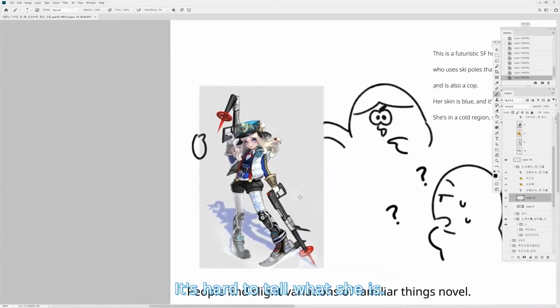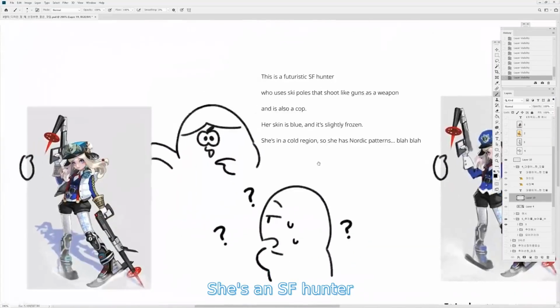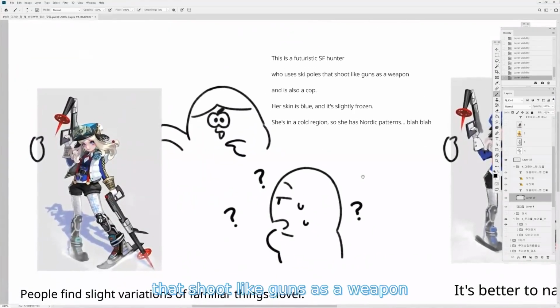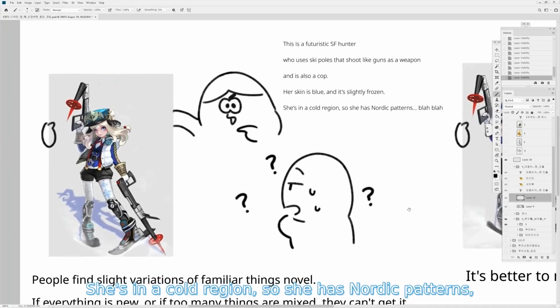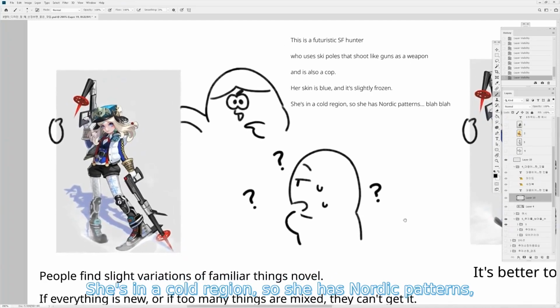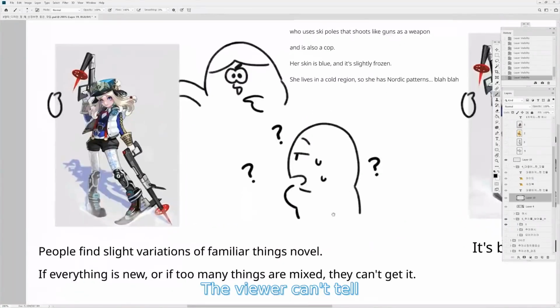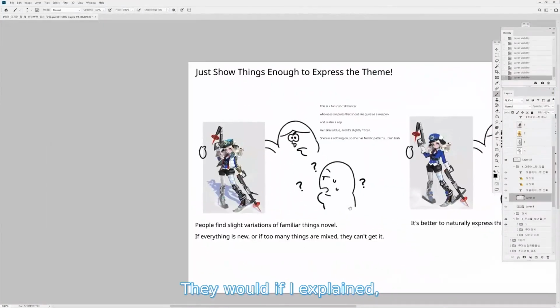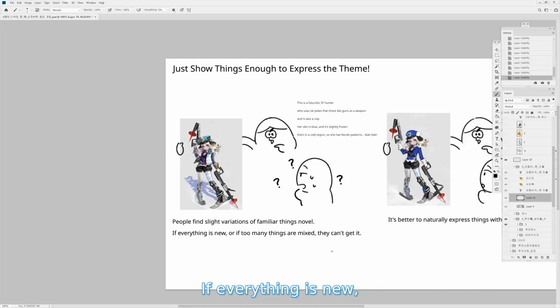It's hard to tell what she is. She's an SF hunter who uses ski poles that shoot like guns as a weapon and is also a cop. Her skin is blue and it's slightly frozen. She's in a cold region, so she has Nordic patterns, blah blah. The viewer can't tell what they're looking at. They would if I explained, but we find slight variations of familiar things novel. If everything is new, or if too many things are mixed, they can't get it.